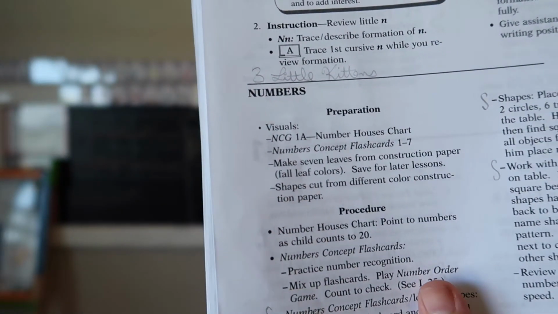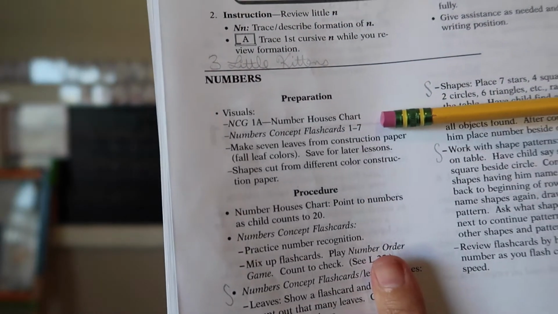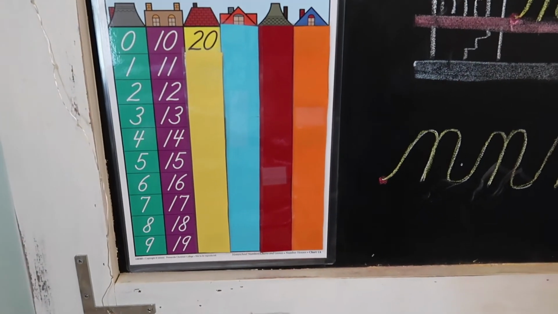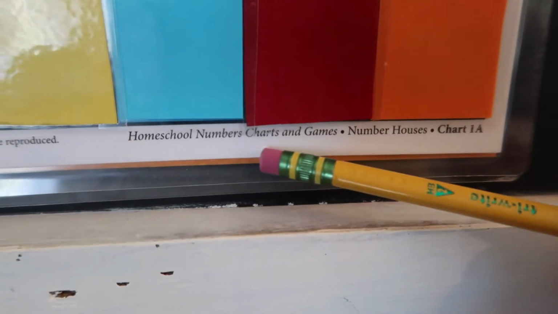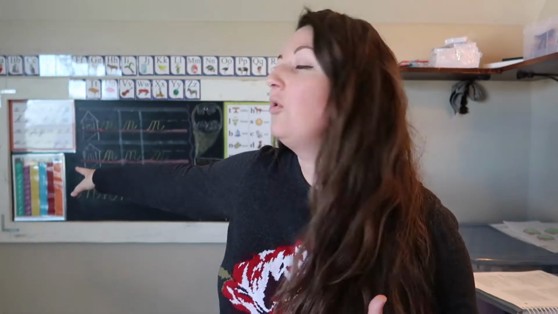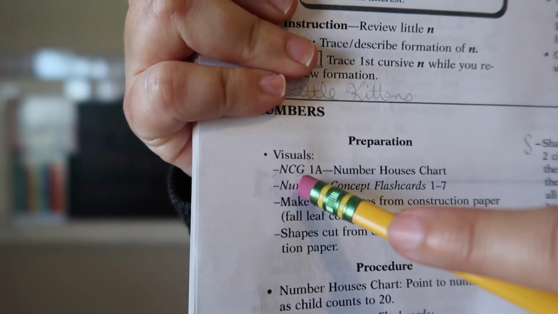Alright, so with the preparation, we have some visuals. The first one is the number houses chart. That's this chart right here. Now, something I didn't show you in other videos is on the bottom it will tell you homeschool numbers, charts, and games, number houses chart 1A. Whenever it does like an A or B, that just means it's a different piece. So, you know, that's only 0 to 50, and I believe that 1B would be 50 to 100, if I'm not mistaken. So that's what the NCG means, is numbers, charts, and games.